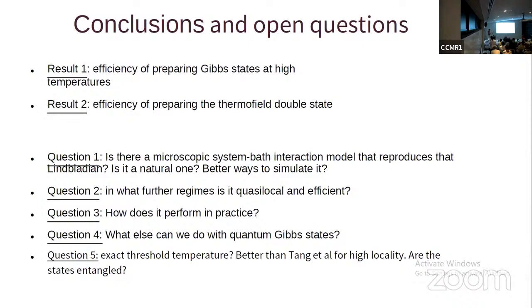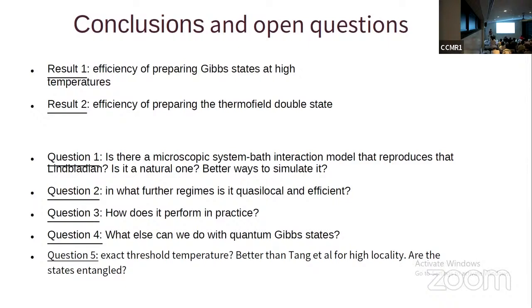And there are quite a few questions that come out of our work. First, I mentioned that Chen et al. give a way of preparing these Lindbladians on a quantum computer, but they require fancy block encodings and things like that. So it would be interesting to see if there's a more natural way of simulating these dynamics that requires fewer quantum resources.